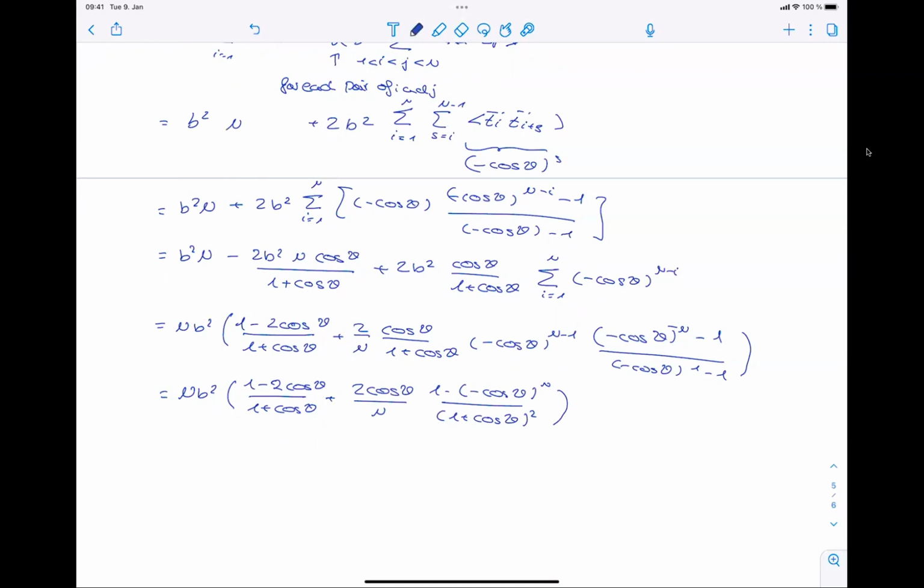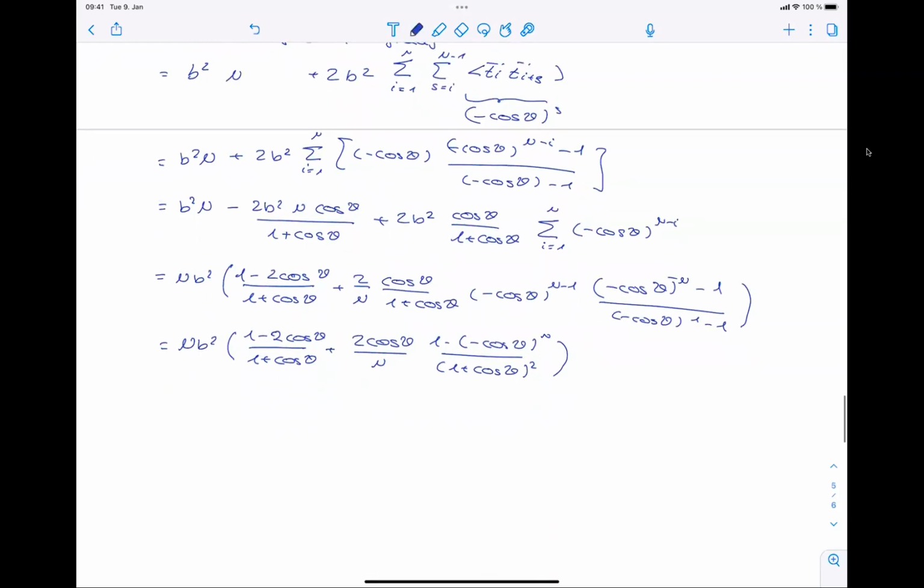And so, yay, we found an algebraic expression for the end-to-end distance. Note, ta-da, we again found as a prefactor this universal behavior that the end-to-end distance scales with nb squared, though we see there are corrections due to the bending contributions.